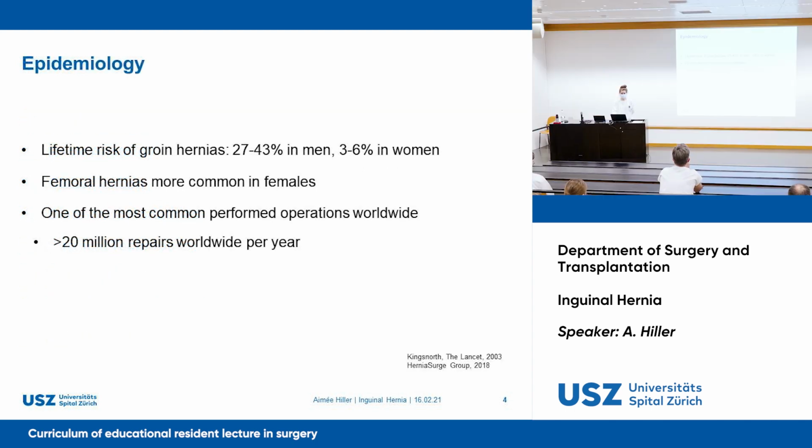So inguinal hernia is a very common disease with a lifetime risk of 27 to 43% in men and 3 to 6% in women. Femoral hernias are more common in females, and inguinal hernia repair is one of the most commonly performed surgeries worldwide, with over 20 million repairs per year.